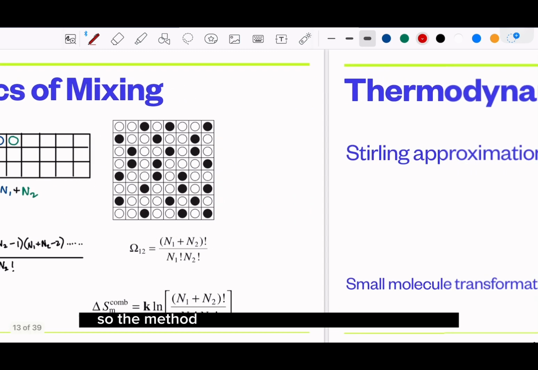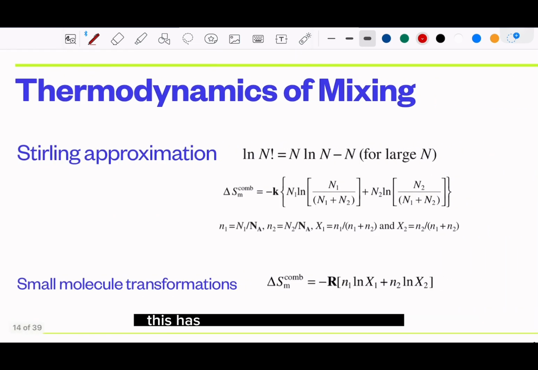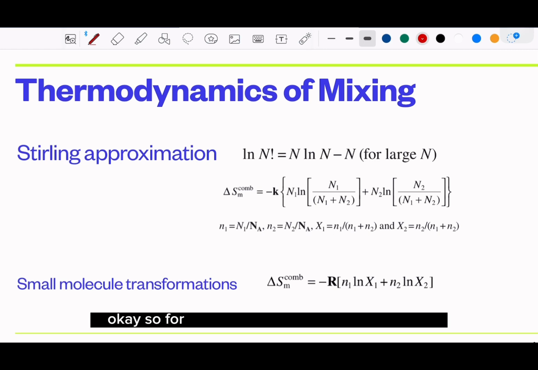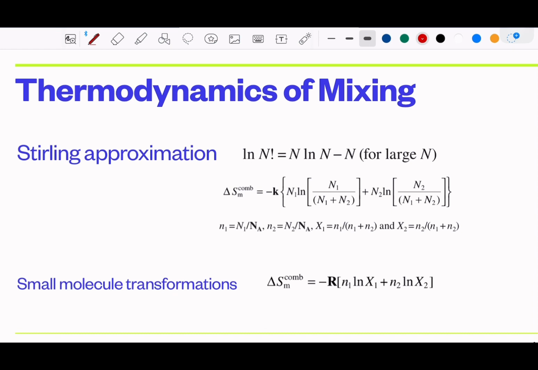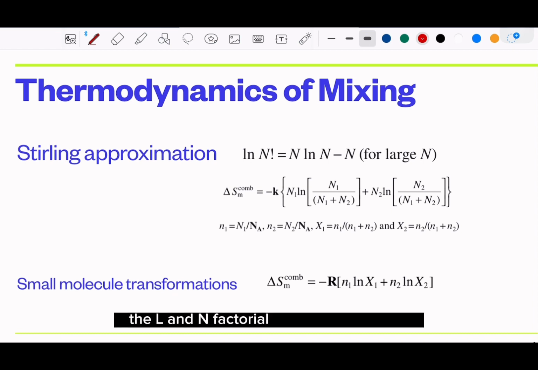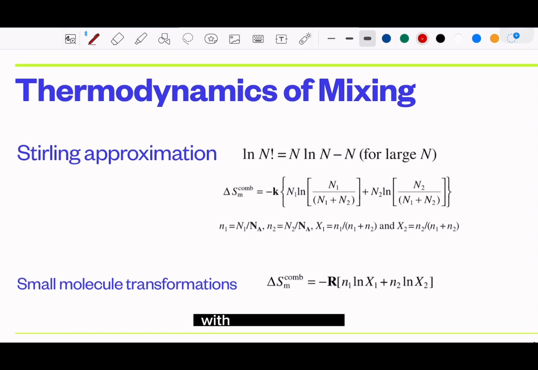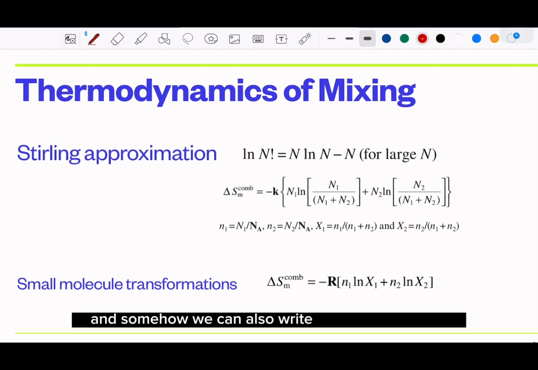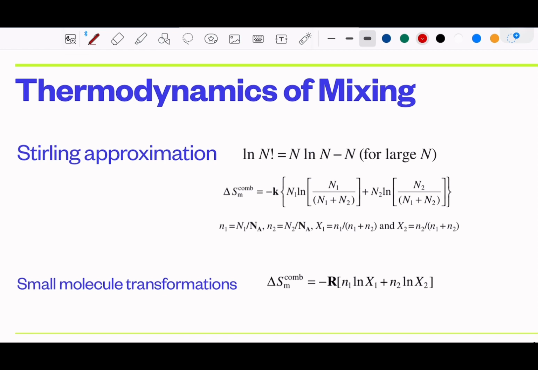So the method we call the Stirling approximation. This has a little bit of mathematics. So the Stirling approximation is this. For large N, the number of molecules, the ln factorial will be approximated with N ln N minus N. Okay. And somehow we can also write something like this. Or if you want to write in mathematical models, later I will show you a little bit.